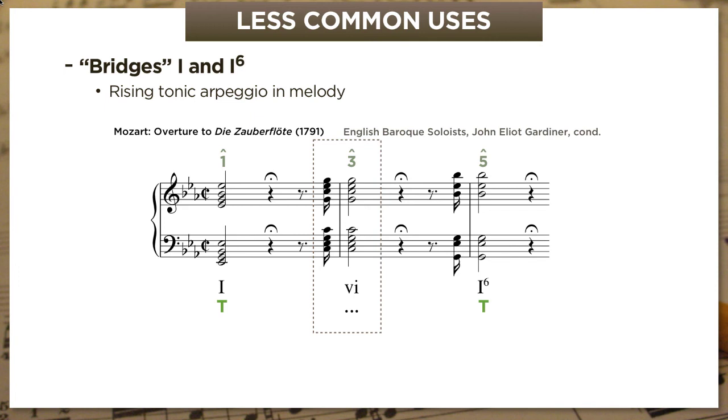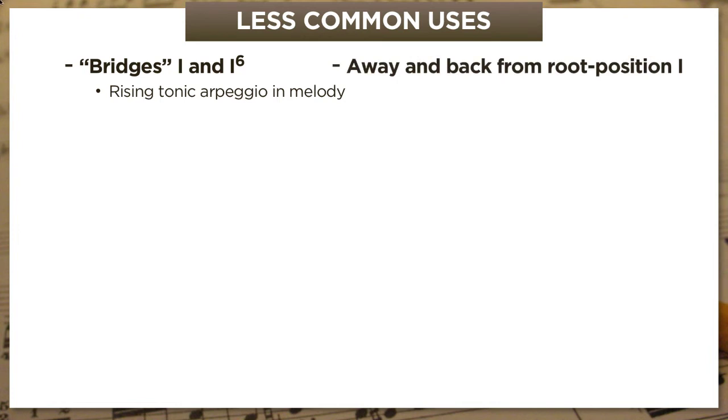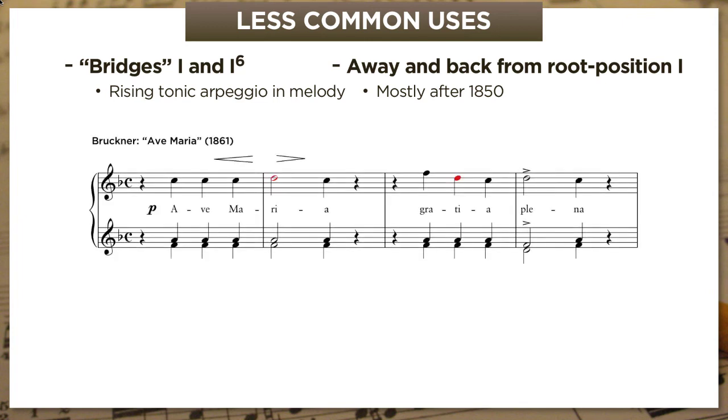So the other oddball use of 6 isn't really a classical one at all, strictly speaking. It's more of a mid to late romantic thing, and that's where we connect 2 root position tonics with a 6 chord. This happens mostly after 1850. I think Wagner's Lohengrin Overture is the first really famous instance, but we're going to look at the opening of Bruckner's motet Ave Maria, written in 1861.